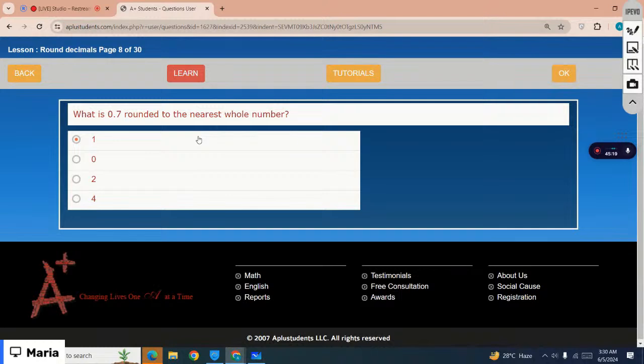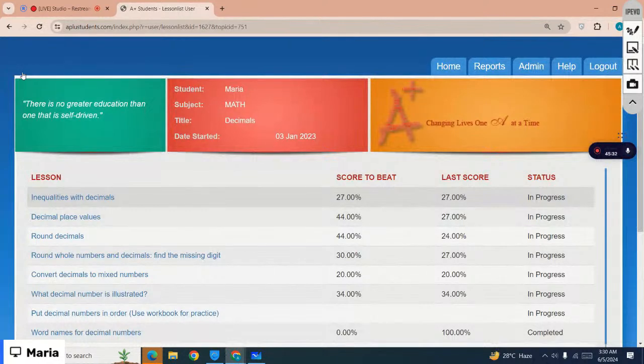Okay, you can complete the lesson by yourself later today. Let me just move on to the next lesson. The next lesson is round whole numbers and decimals: find the missing digit. Let's just start with the next lesson.